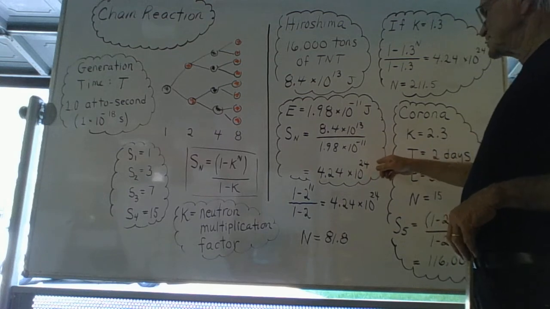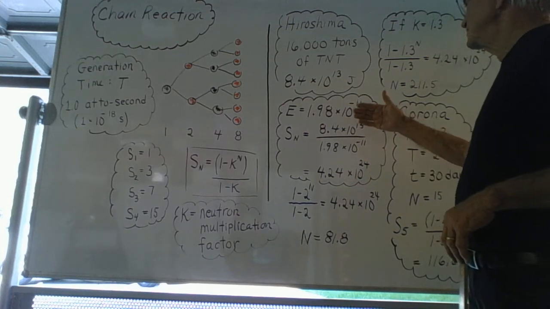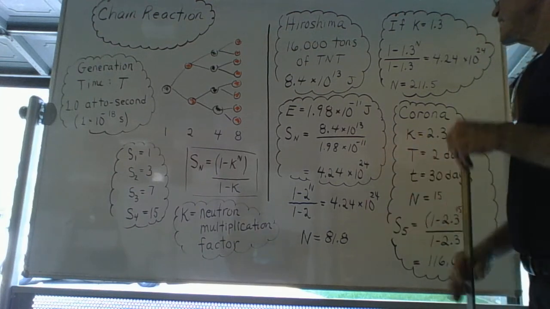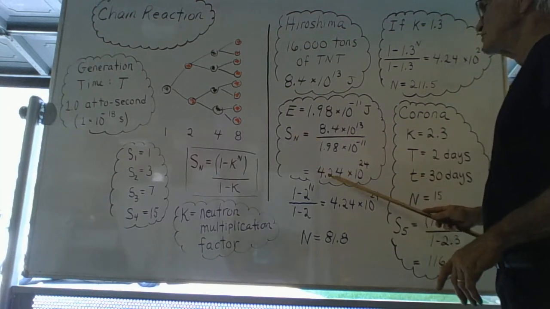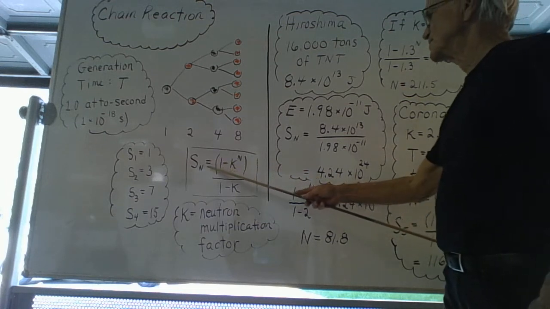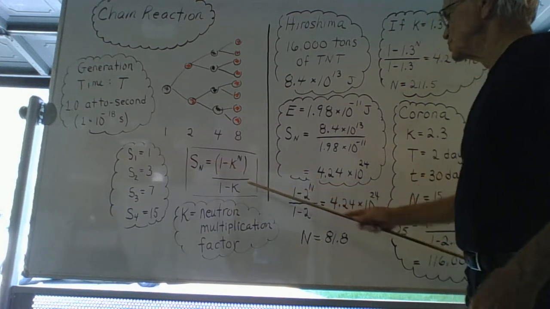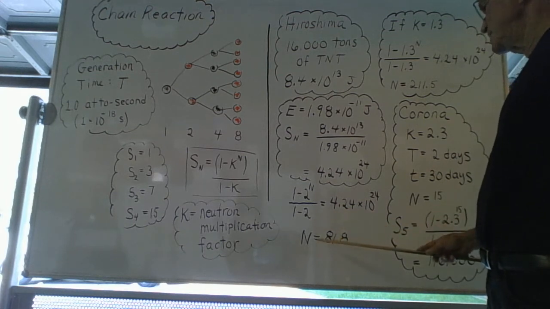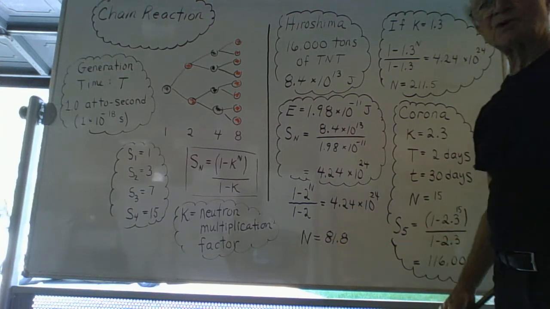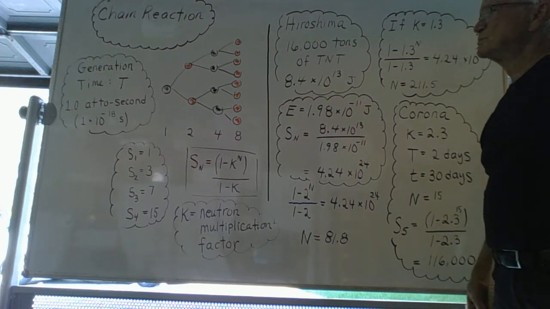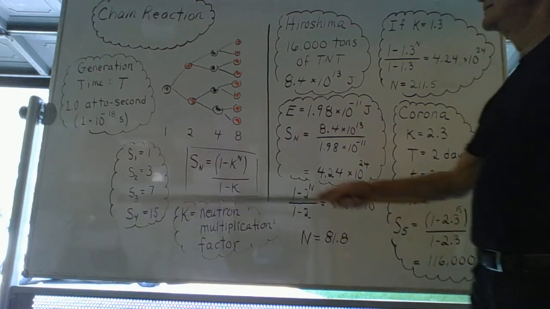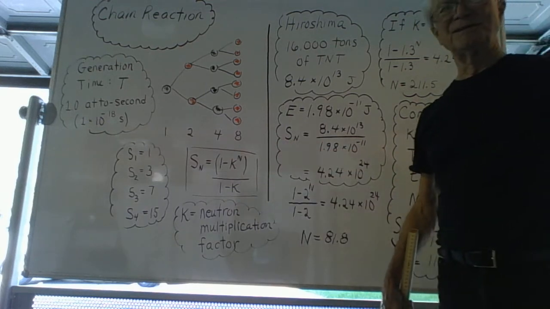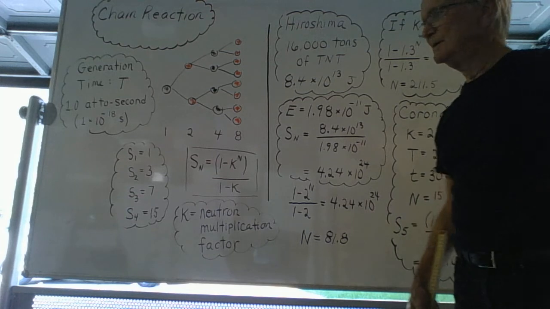Now the question we ask is, how many generations will have to have occurred? And so we have S sub n equal this number here, but S sub n is this equation, where K we'll assume is 2. Solving this equation for n, we get about 82 generations need to have occurred, which means that it's all over in this many attoseconds times 82, not even the blink of an eye.